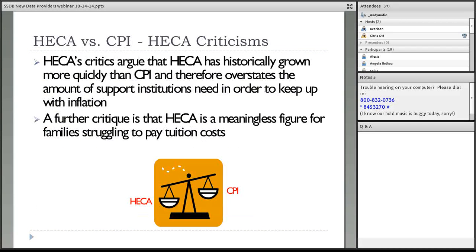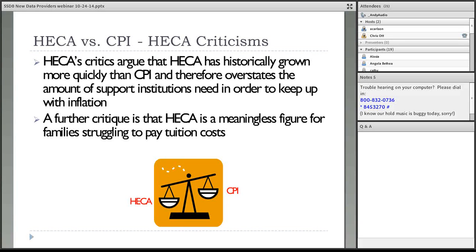So when I first came to SHEEO and started doing this, there was an analysis that said that HECA was misleading, and argued that it allows higher education institutions to justify more support because it has historically grown more quickly than CPI and therefore overstates the amount of support institutions need in order to keep up with inflation. So that was the critique. And at the same time, the SHEF data and the SHEF report was starting to get a lot more media attention, and it was kind of being used to talk about what's happening to tuition increases.